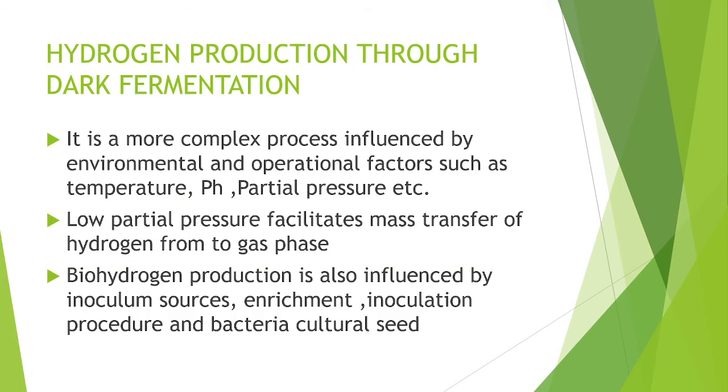Hydrogen production through dark fermentation can be explained as a complex system where environmental and operational factors such as temperature, percentage of hydrogen, and partial pressure of hydrogen can be regulated. Why? This is dealing with complex substrates at a low partial pressure, which facilitates the mass transfer of hydrogen from the gas phase. Biohydrogen production is also influenced by inoculum sources, enrichment, inoculum procedure, and the bacterial culture seed. The main aim of this work was to explore the operational conditions best suited for biohydrogen production using the Scenedesmus obliquus species.